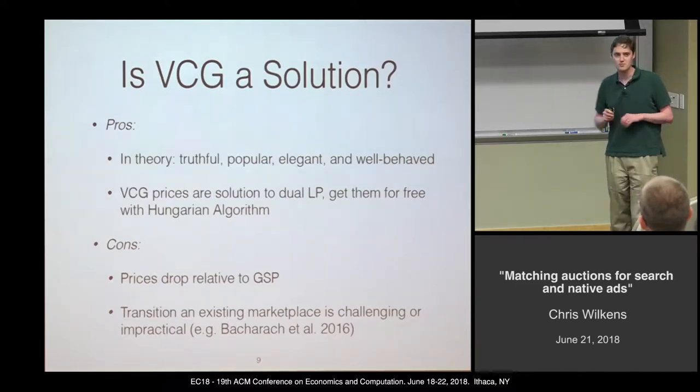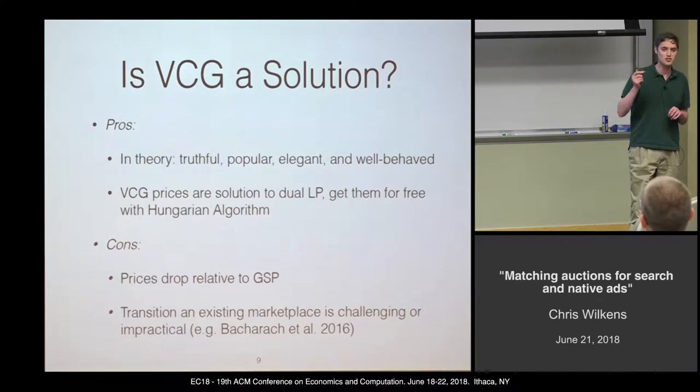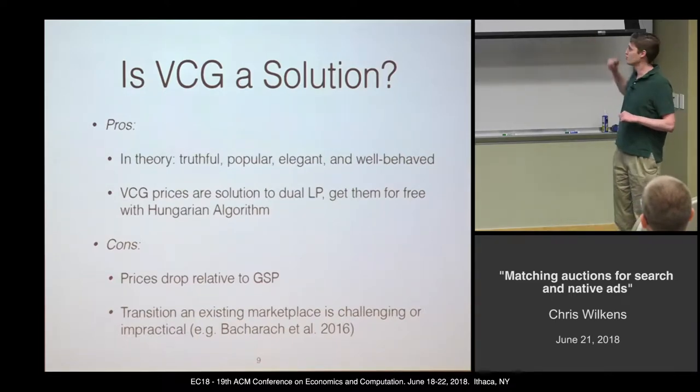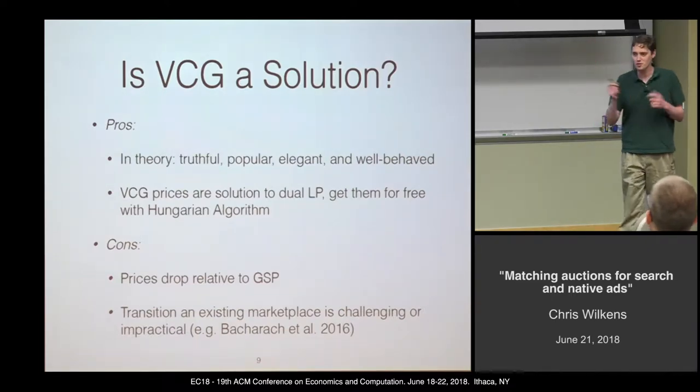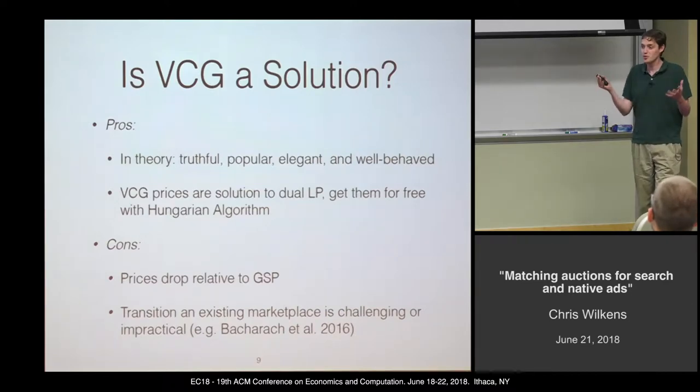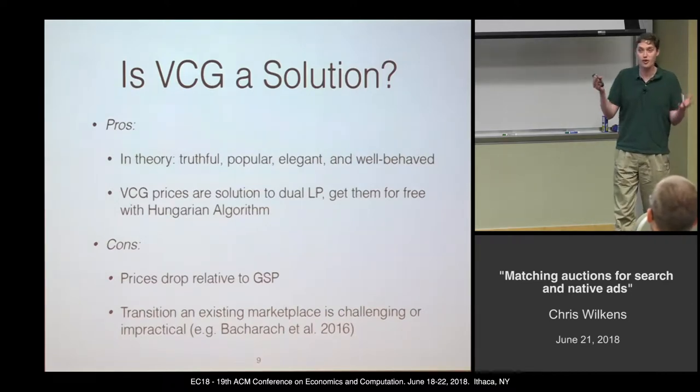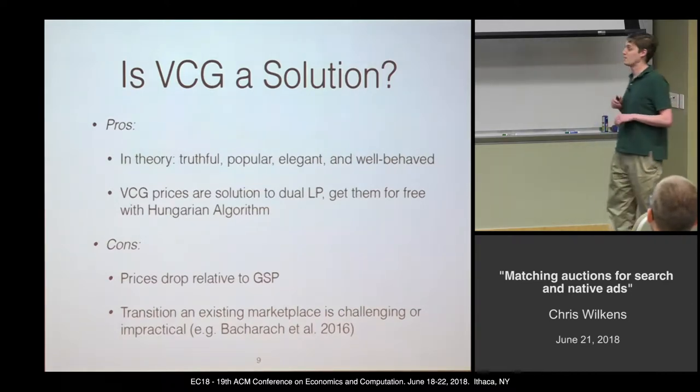Another really convenient fact is that the VCG prices are already dual solutions. So if you use a Hungarian algorithm or some other primal dual algorithm, you will get them for free. You don't actually have to do a whole lot more work if you're going to already compute that maximum matching.